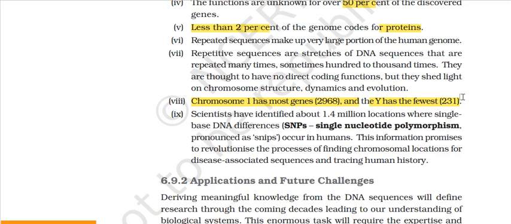Scientists have identified about 1.4 million locations where single base DNA differences, SNP, single nucleotide polymorphism, ठीक है, ऐसे 1.4 million locations है जहाँ पे humans में, you also pronounce it as SNPs, single nucleotide polymorphism. This information promises to revolutionize the process of finding chromosomal locations for disease-associated sequences and tracing human history. So basically, each single nucleotide polymorphism is going to represent a difference in a single DNA building block called a nucleotide. We know that. तो क्या होता है basically DNA में एक single point पे difference होना, एक single point पे variation होना, उसी को हम single nucleotide polymorphism बोलते हैं, एक base में difference होना.